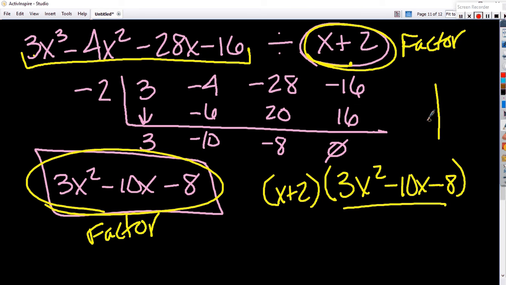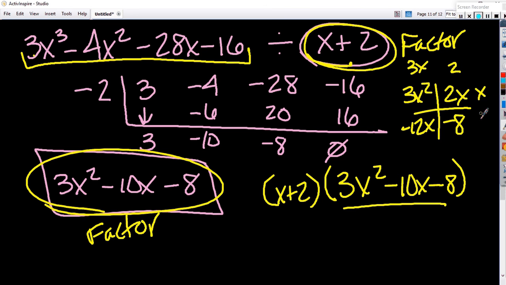Opposite signs. What multiplies to negative 24 but adds to negative 10? One positive, one negative. 12 and 2. Which one's negative? Negative 12, positive 2.